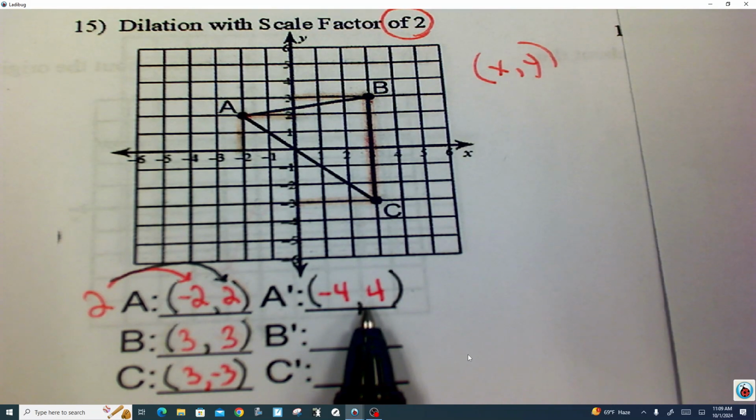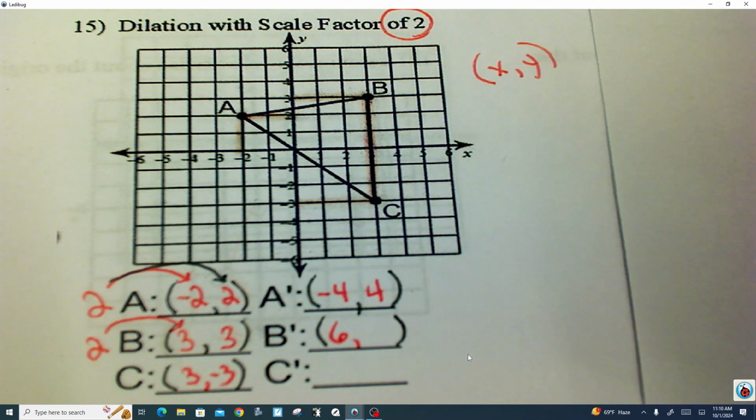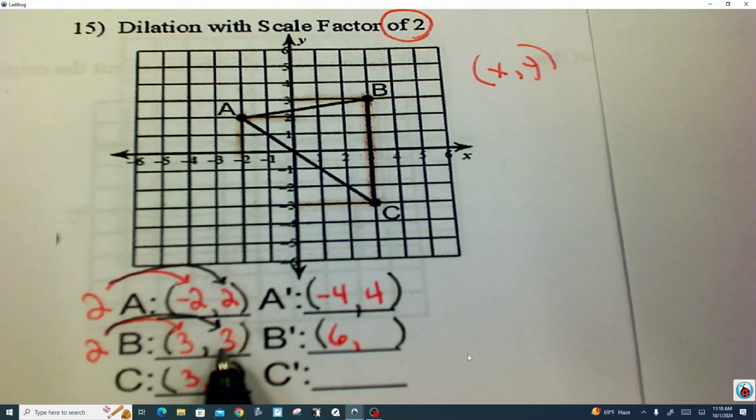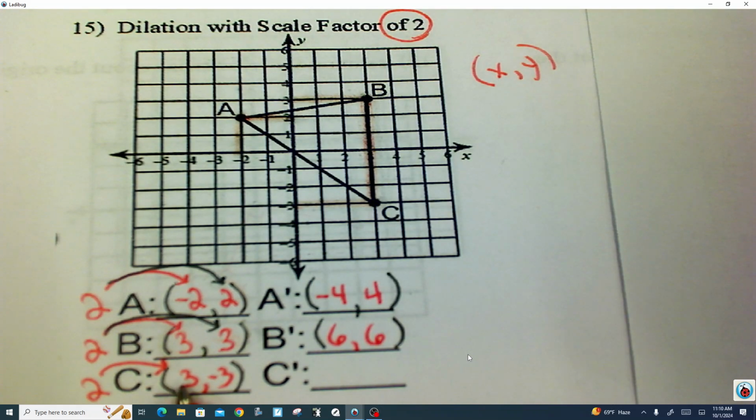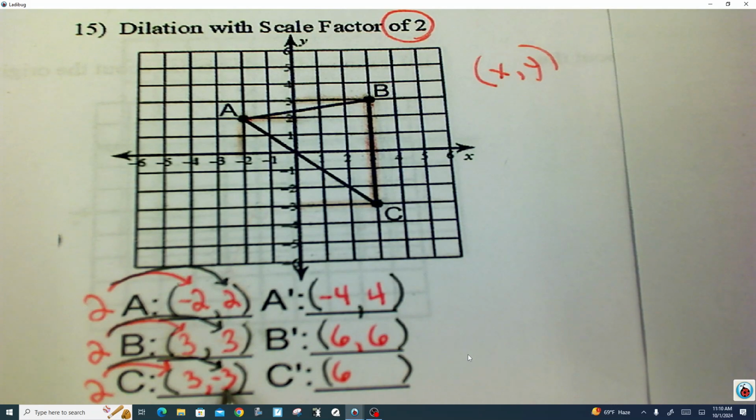is 4. And then we just come back and we do the same thing again. 2 times 3 is 6. 2 times 3 is also 6. And then finish it up with C down here to find the coordinates of C prime. 2 times 3 is 6. And then 2 times -3 is -6.